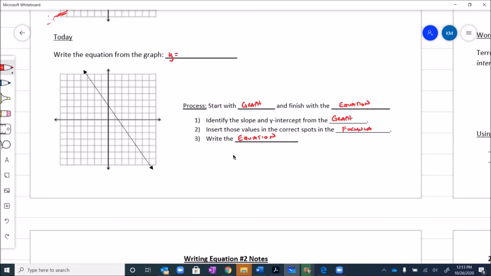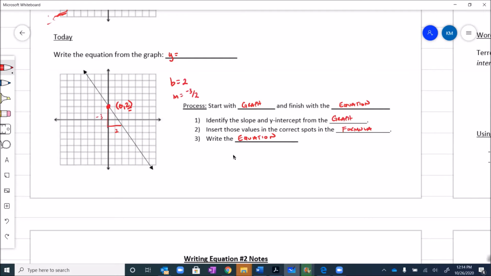So I'm going to find the b first. That's where we start on the y-intercept. Remember, the b is always going to be up and down this vertical line. So this point is at 0, 2. Our y-intercept is 2. Our slope is down 1, 2, 3 over 2. -3 over 2. And so our slope is -3/2.